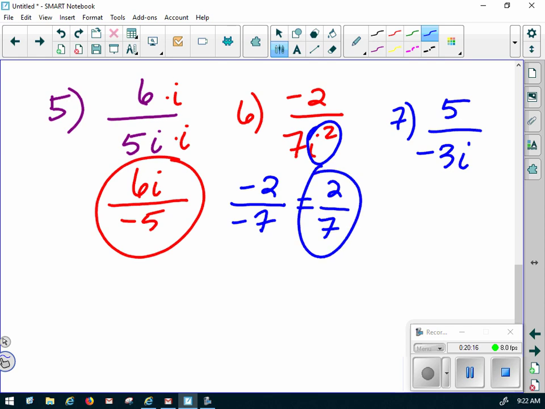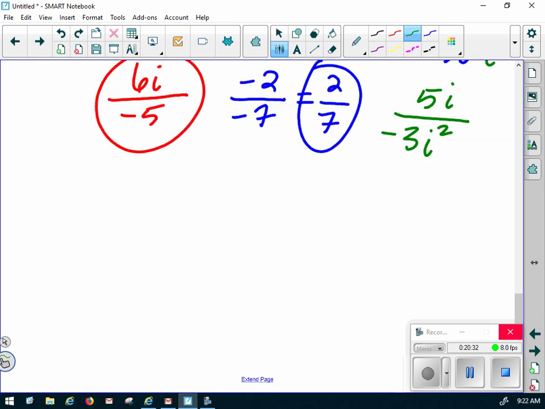So, for 7, you get 5i over 3. I get 5i over negative 3i squared, right? But what's i squared? And what's negative 1 times negative 3? So this is 5i over 3. Yep, 5i over 3.